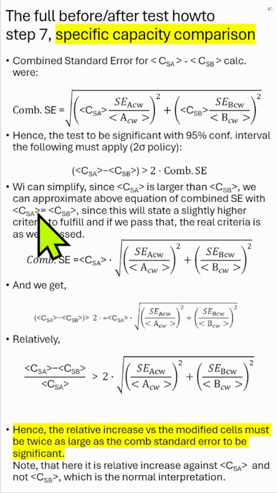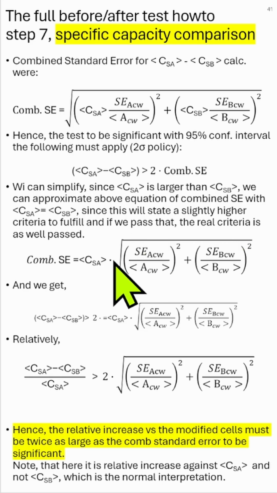So that means the criteria we're fulfilling will be harder to fulfill. So from the question to determine if it's statistically significant, if we fulfill this criteria, then we definitely fulfill the true criteria, right? But the smart thing by doing that is we see that we can break out the mean value specific capacity for the after set, right? Outside the square root sign.